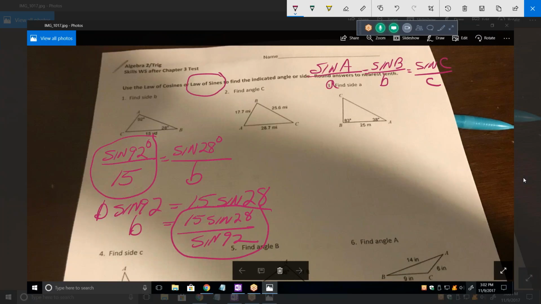So where are we at? You still trying to do this? I think I've got 15 divided by. Especially in trig, you need a calculator that you're used to that you can do trig functions on. I got negative 5.2. Well, that can't be right, can it? No. In other words, it's got to be a positive number.